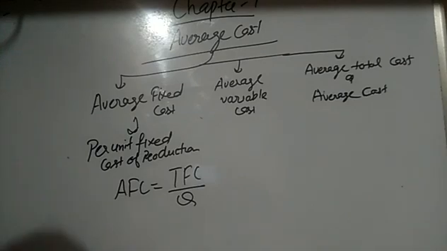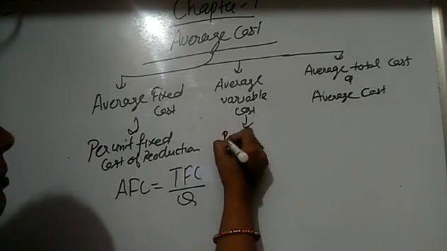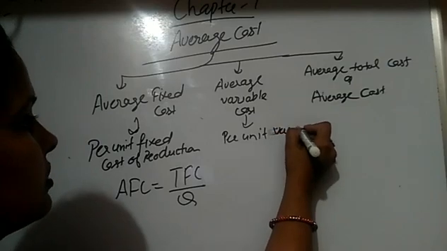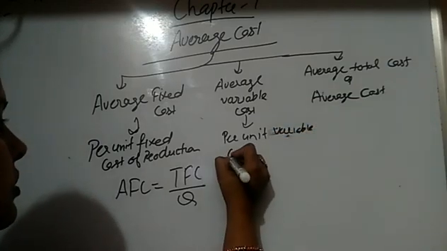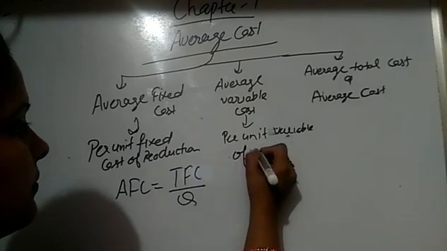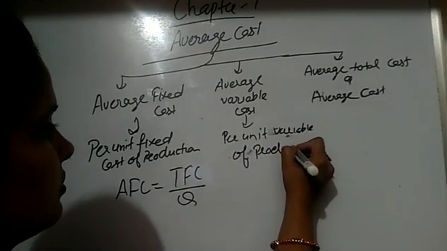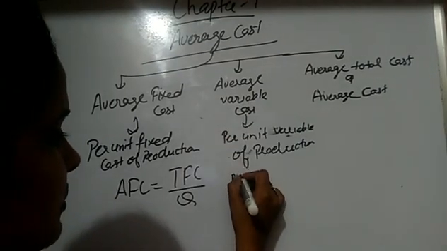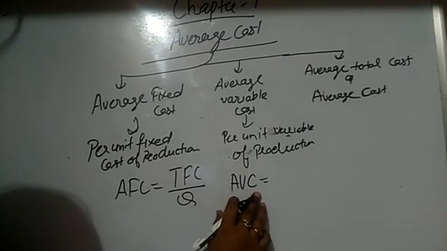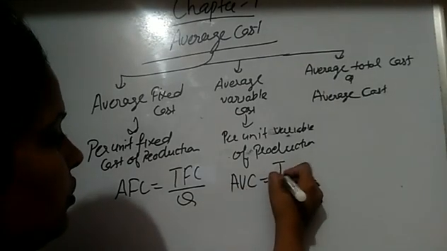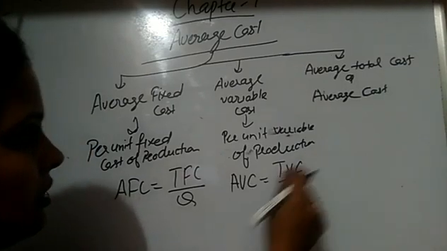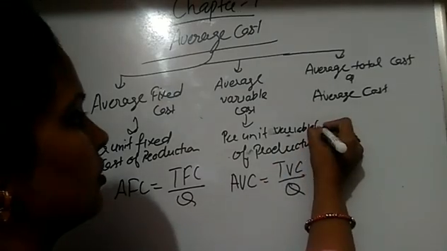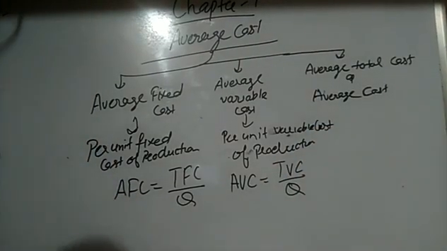Next is average variable cost. Average variable cost is per unit variable cost of production. The formula of average variable cost, AVC, is average variable cost is equal to total variable cost by quantity. So per unit variable cost of production is called average variable cost.